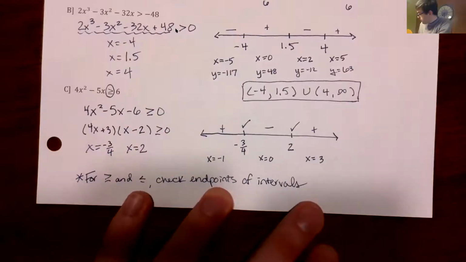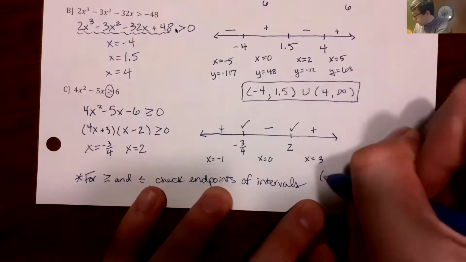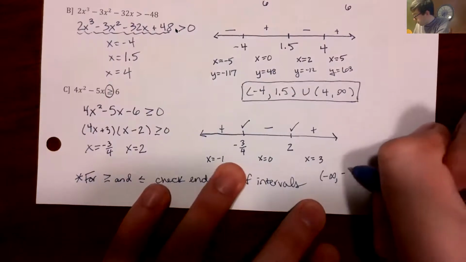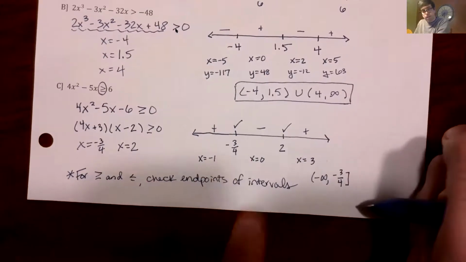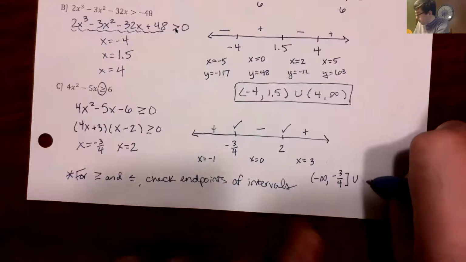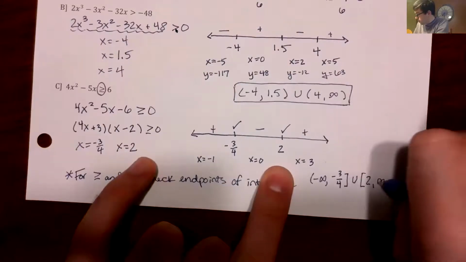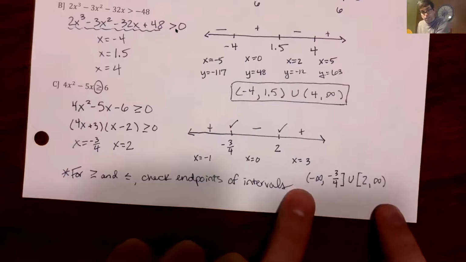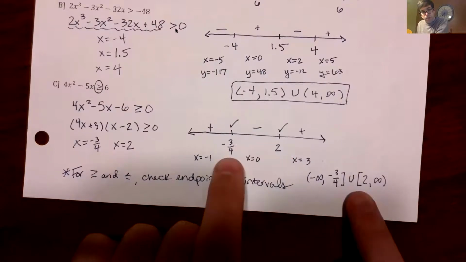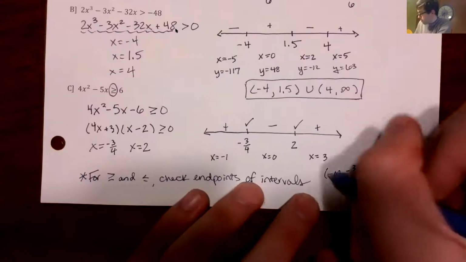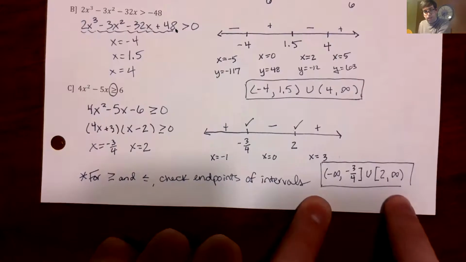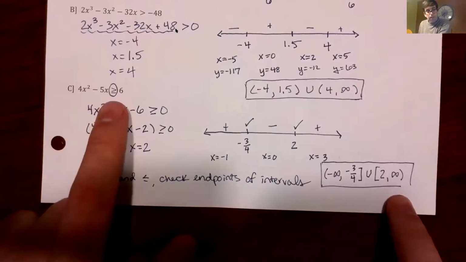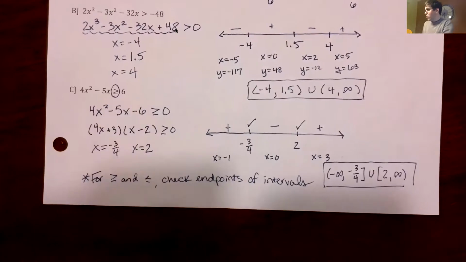So for this one, we're going to have -infinity to -3/4 and a bracket, because we're including the -3/4, union, bracket 2 to infinity. Remember, infinity always has parentheses. These numbers have brackets because we're including the 2 and the -3/4. So there's our intervals here. Remember, what this is telling us is that all of these numbers make this inequality true. All right, so that is how we do polynomial inequalities.